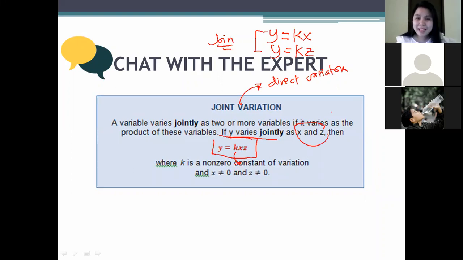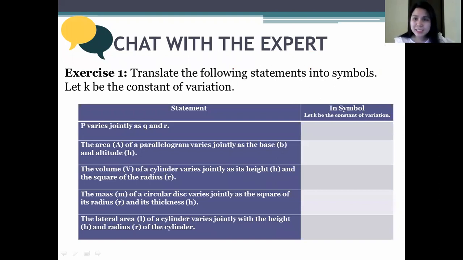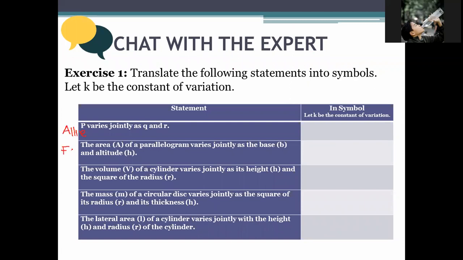Now let's have a drill. We'll translate the following statements into symbols. And remember, k will be our constant of variation. Now, I will assign. Ready? The first one, Ali. The second one, Faith. The third, Althea. Then we have Ryan. Then the last will be Lykin. Ready? Can we start with the first one?